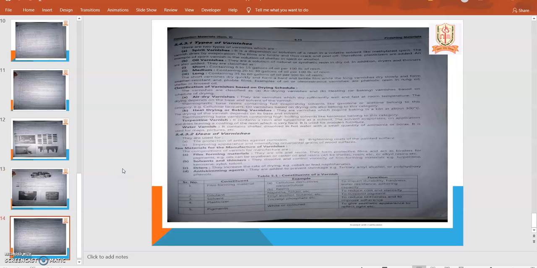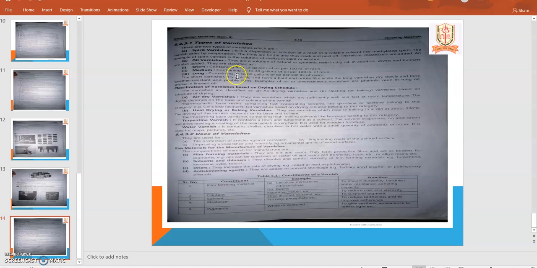Then what are the different types of varnishes? First, spirit varnishes, in which spirit is added. It is a dispersion or solution of resins in a volatile solvent like methylated spirit. The varnish dries by evaporation. The films are brittle and they crack and peel off. Therefore, plasticizers are added. An example of spirit varnish is a solution of shellac in spirit or alcohol.